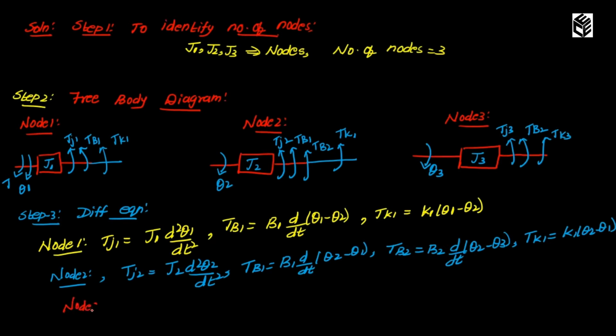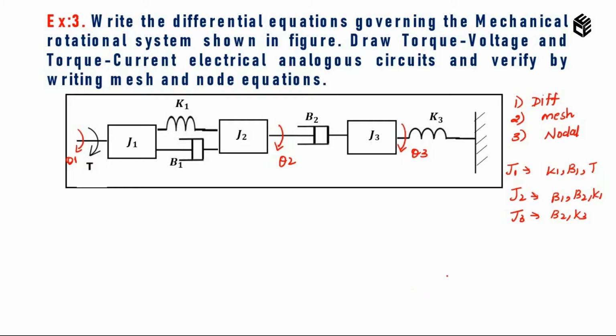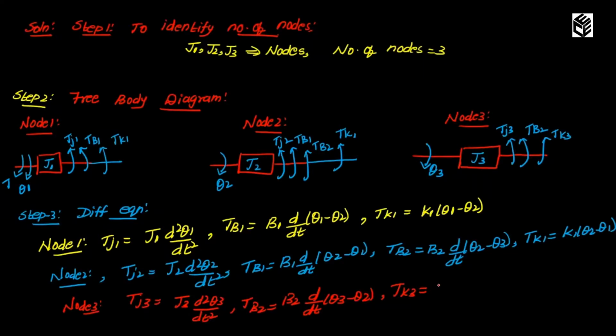For node 3, Tj3 is equal to J3 into d square theta 3 divided by dt square, Tb2 is equal to B2 into d by dt of theta 3 minus theta 2, and Tk3 is equal to, K3 is connected to 3 alone, therefore K3 into theta 3.